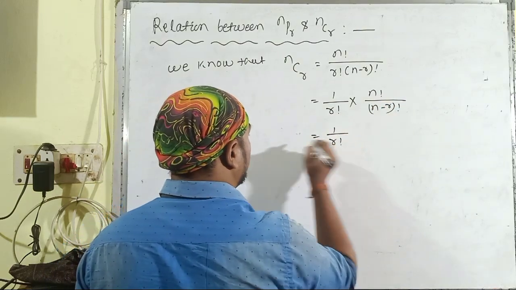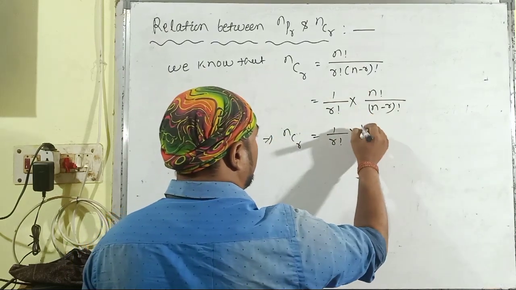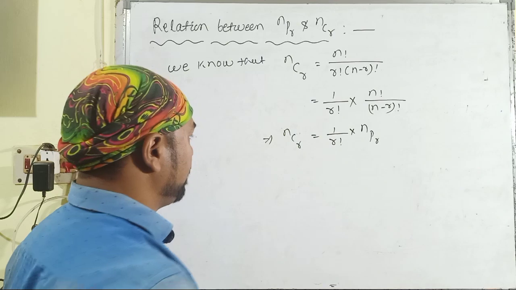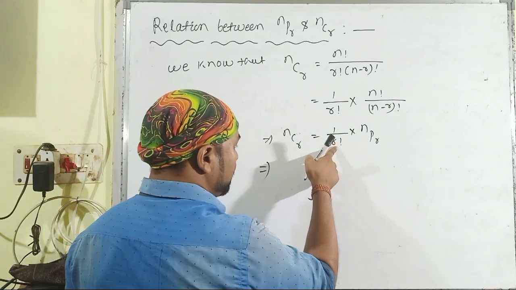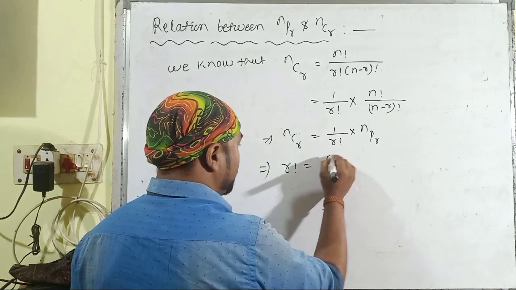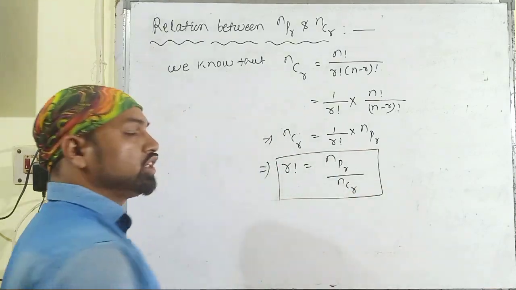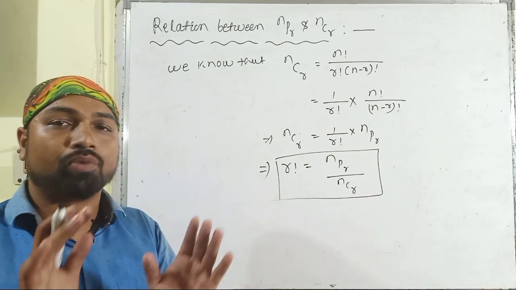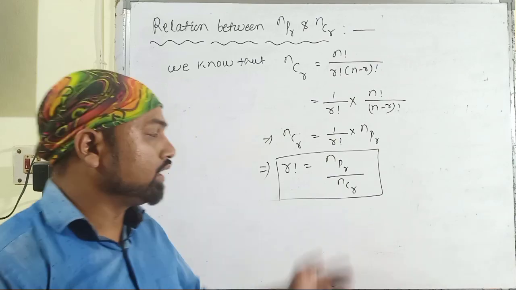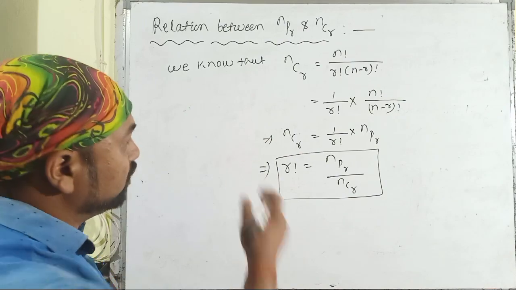Then it is 1 upon r factorial, here it is NCR, and you know that this is the value of NPR. The value of NPR is equal to n factorial divided by factorial of n minus r. Then shifting this r factorial towards the left hand side and this NCR towards the right hand side, we can get r factorial is equal to NPR divided by NCR. So this is the relation between NPR and NCR, that means the relation between permutation and combination of the same n different objects in both of the cases, taking r at a time. So let us solve a problem based upon this relation.